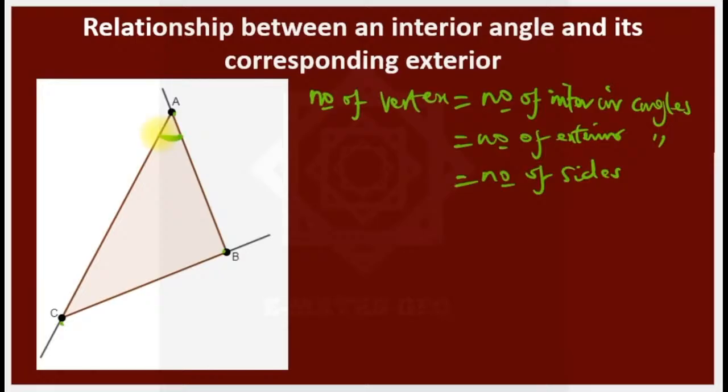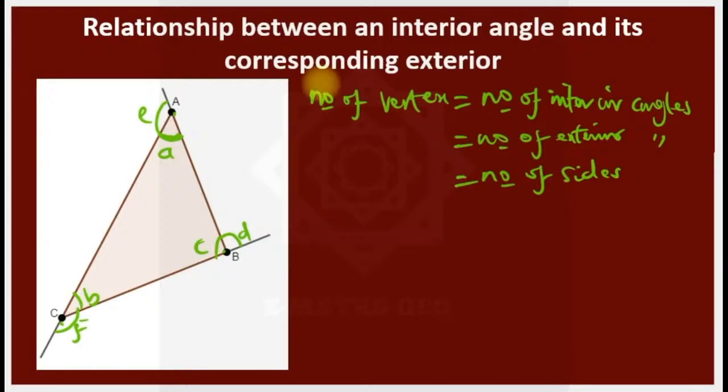Look at the interior angles, maybe A, B, and C. We still have an exterior angle, which is formed if you extend one of the sides. So this is the exterior to C. This is the exterior to A. And this is the exterior to B. So we have 3 exteriors, 3 interiors, 3 vertices, 3 sides.